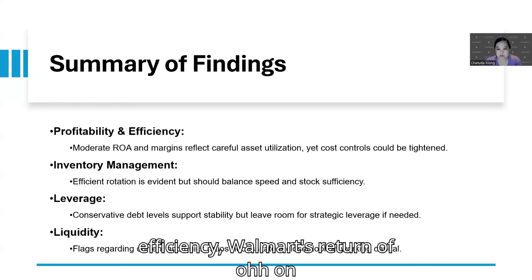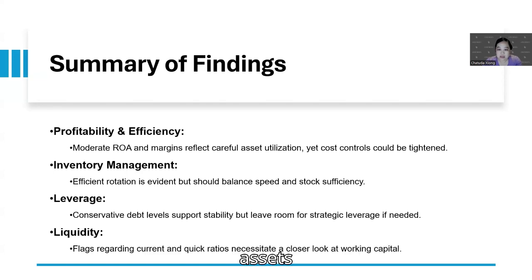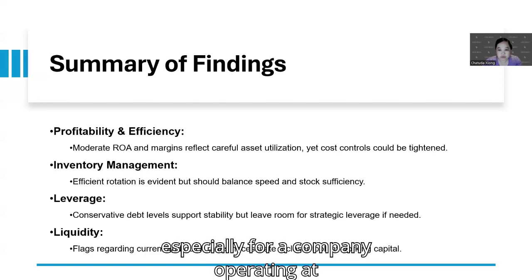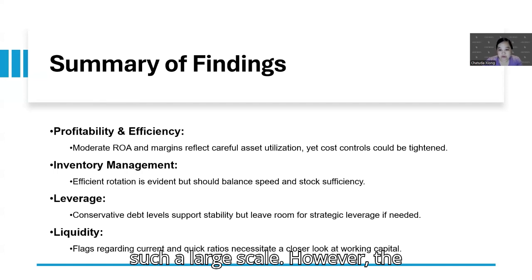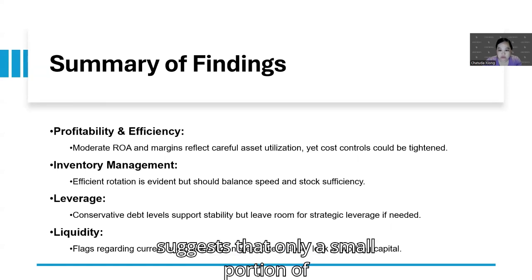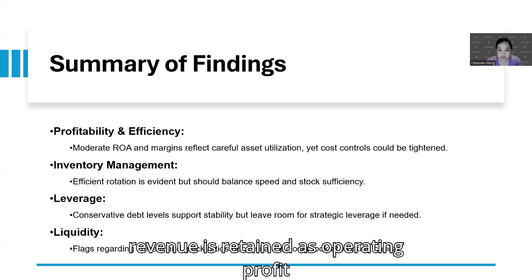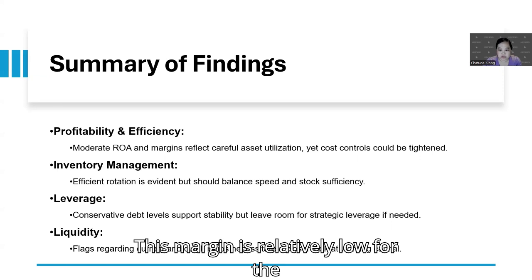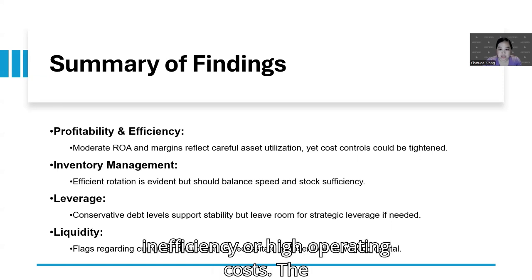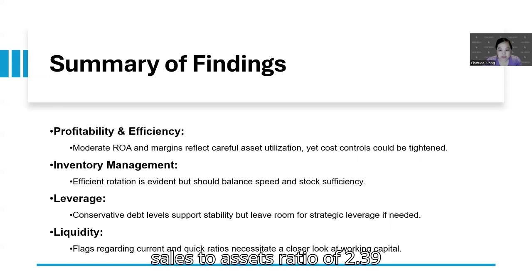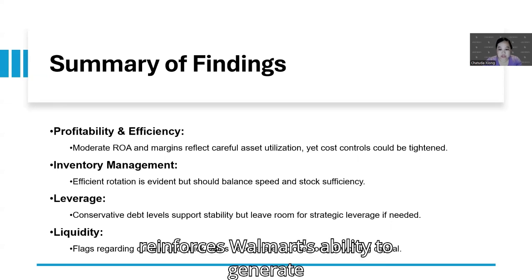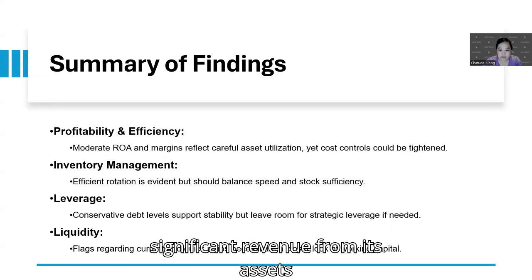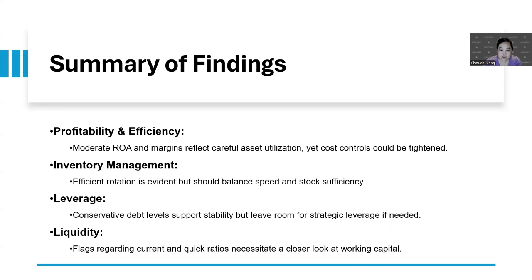Under profitability and efficiency, Walmart's return on assets reflects solid asset utilization, especially for a company operating at such a large scale. However, the operating profit margin of 3.29% suggests that only a small portion of revenue is retained as operating profit after covering core expenses. This margin is relatively low for the retail sector and points to potential inefficiency or high operating costs. The sales to assets ratio of 2 reinforces Walmart's ability to generate significant revenue from its asset base, highlighting strong operational throughput and effective use of infrastructure.